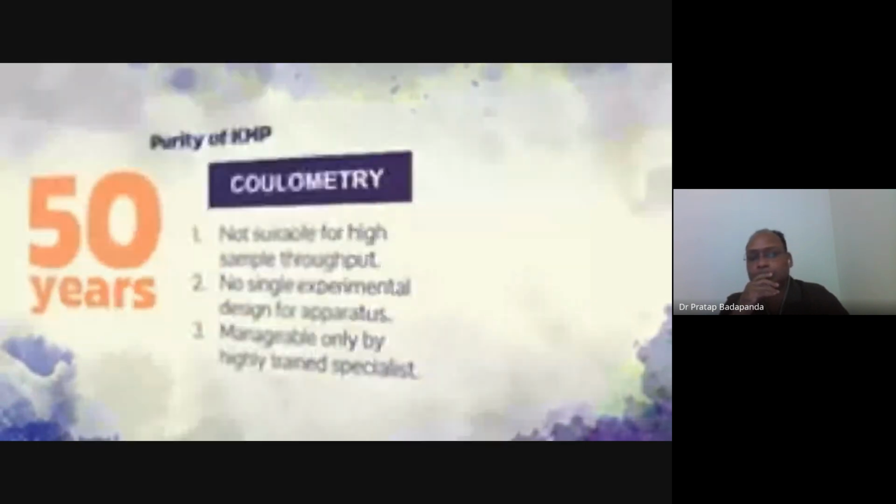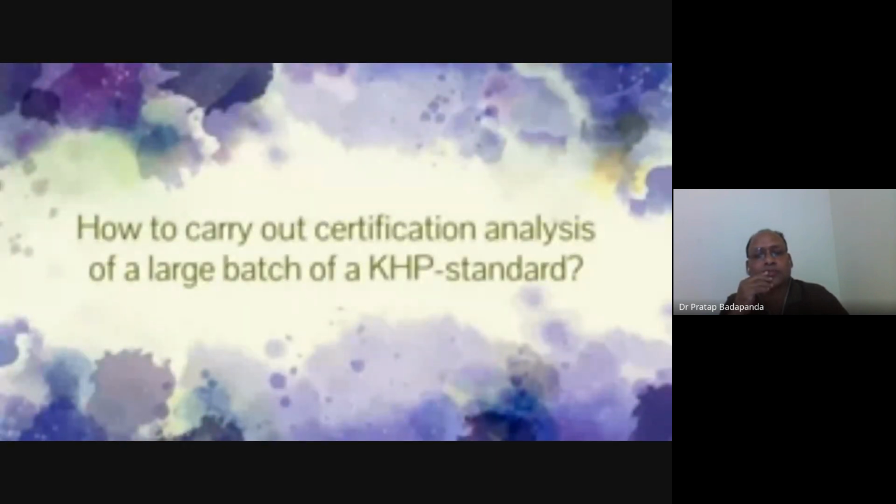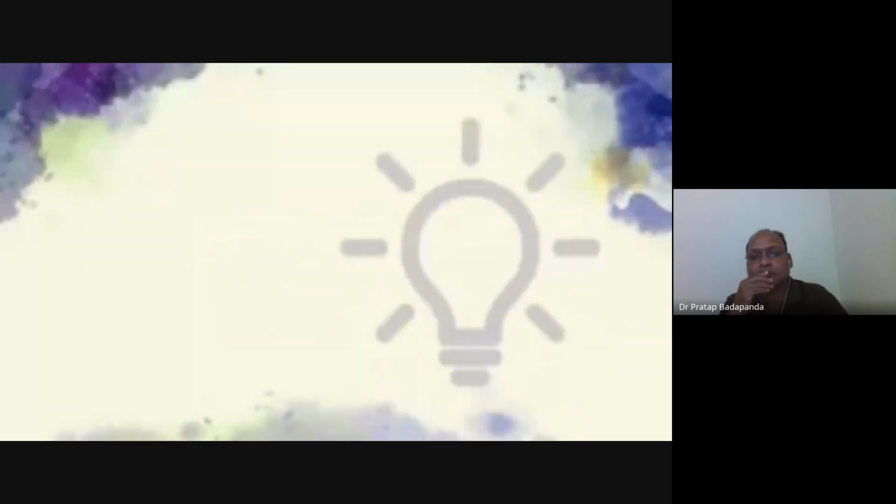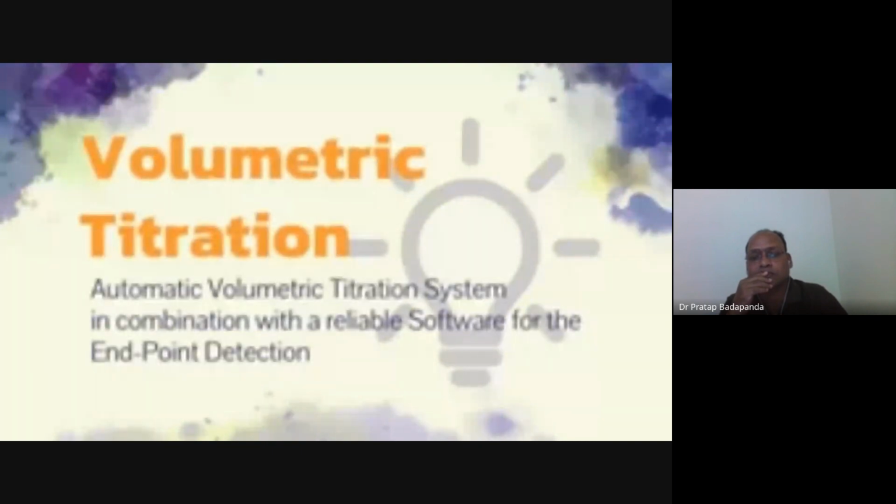To overcome these problems, a special experimental design should be developed to carry out certification analysis of large batches of KHP standards. One proposal is to use a commercially available automatic volumetric titration system, in combination with reliable software for the endpoint detection. With this, it should be possible to produce equivalent results, with the same accuracy in comparison to a definitive method, handled by a fundamental apparatus, for traceable precision coulometry.